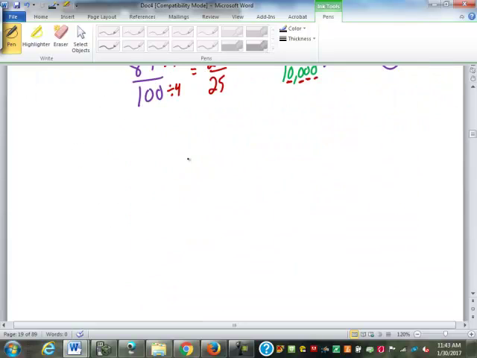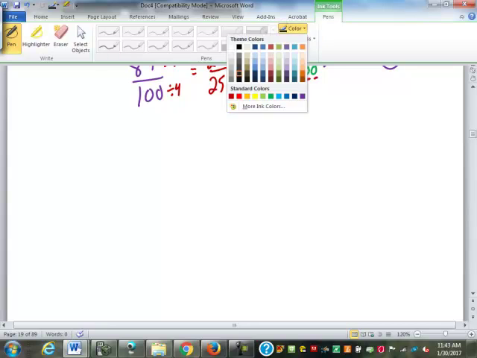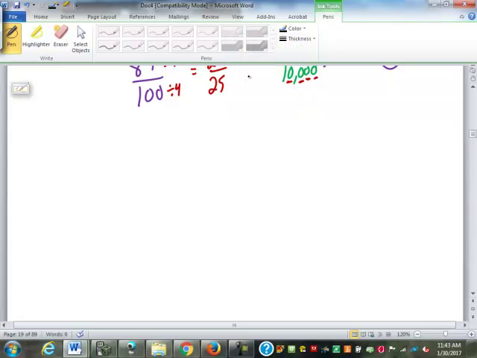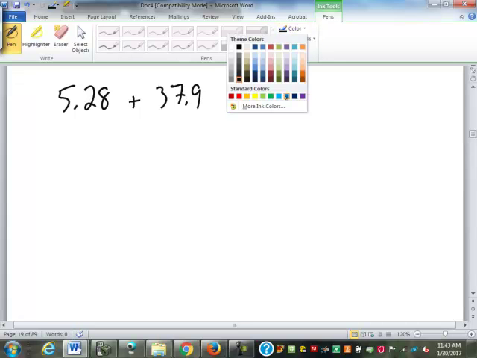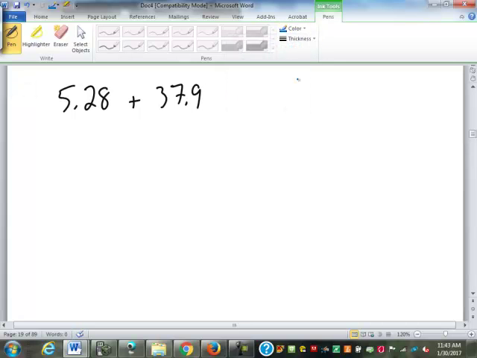Okay, so like I said, we're not going to spend a lot of time converting between decimals and fractions. We're not going to spend a lot of time doing operations with the decimals as well. I just want to show you a quick example. Like 5.28 plus 37.9. Just like with whole numbers, when we go to add or subtract, we can only combine things that have the same name. And that goes right down to the place value. The ones can only combine with other ones, tenths with other tenths, and so on.